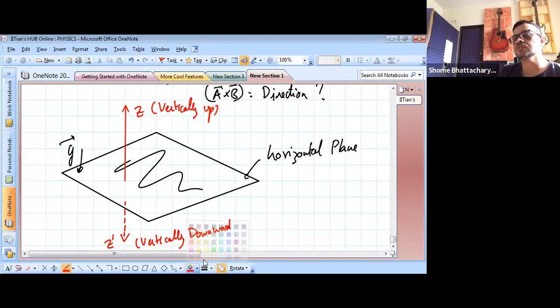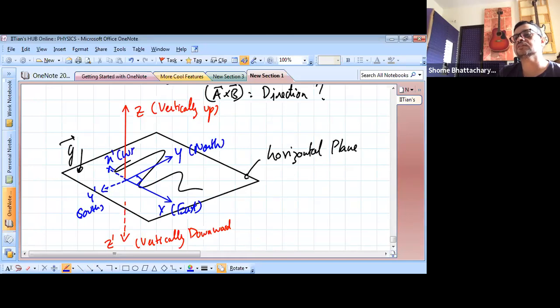Now in this, suppose my geographical axes north, south, east, west are pointing like this. This is north and this is east. So I can take my x axis along east. Automatically my y axis is becoming along down. And this is y prime, which will point south. And this is x prime, which will point west.